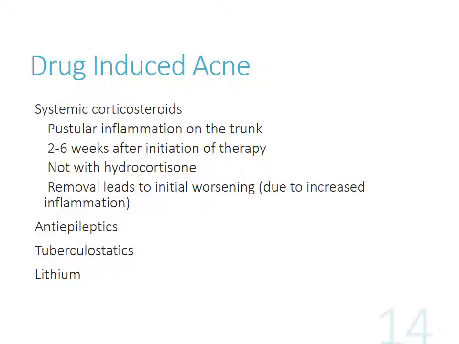the side effects. So certainly systemic corticosteroids are going to be one of the biggest bunch. People who are on these chronically, especially those that have autoimmune conditions that are very inflammatory in nature, like rheumatoid arthritis and things like that, that are on chronic long-term systemic corticosteroids can be more at risk for this. You can see a lot of inflammation, especially on the trunk. Typically, you see it anywhere between 2 and 6 weeks after initiation of therapy. So this wouldn't really be for your patient who's on a kind of pulse dose of steroids for asthma by any means.